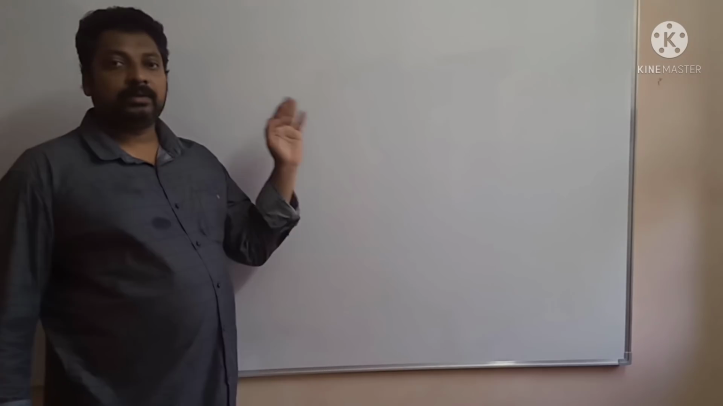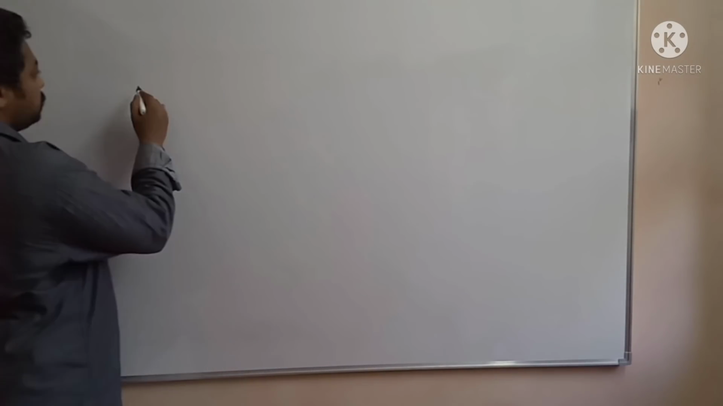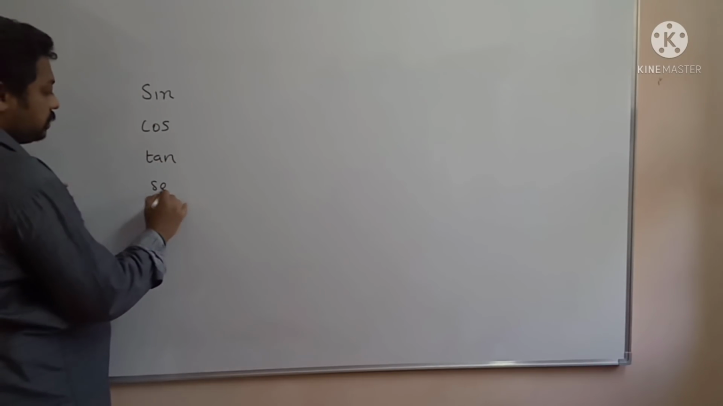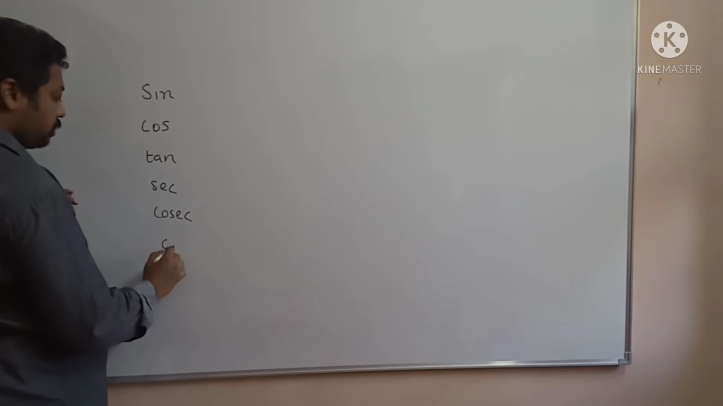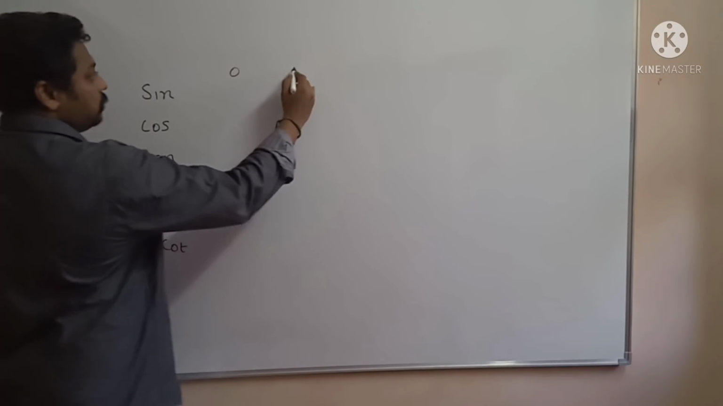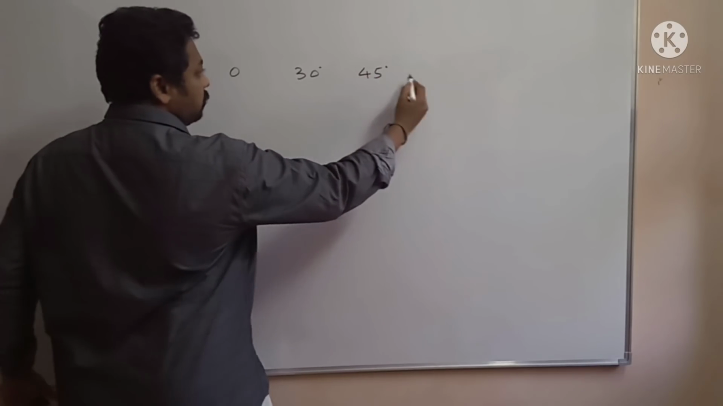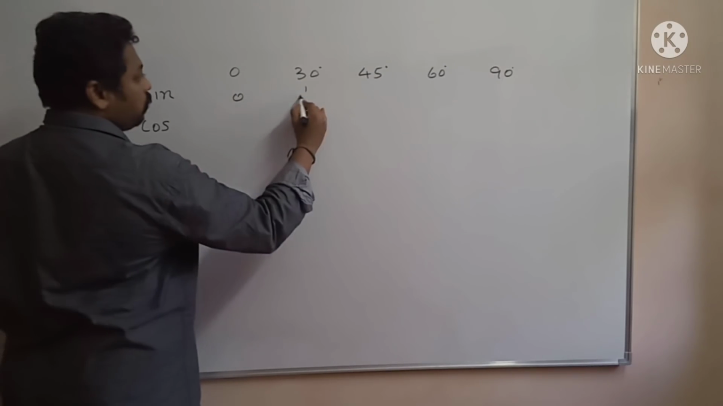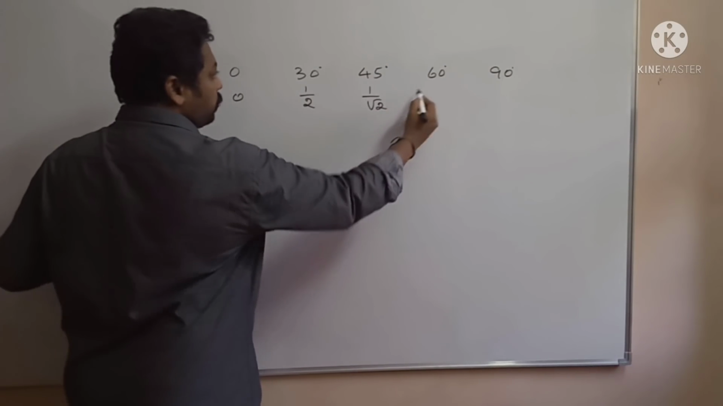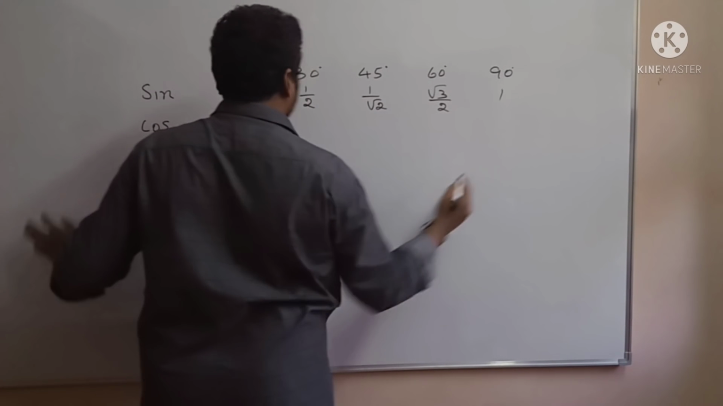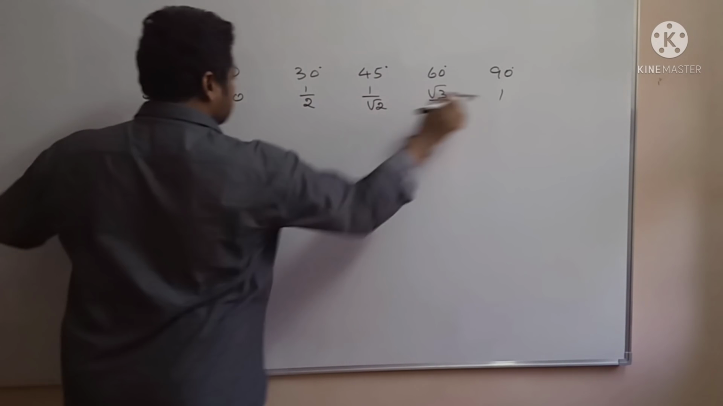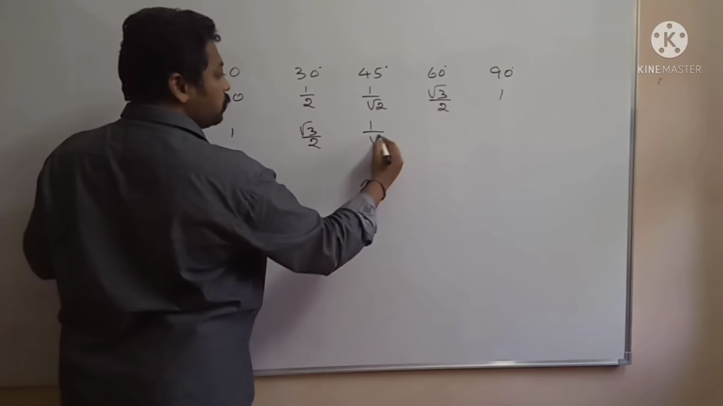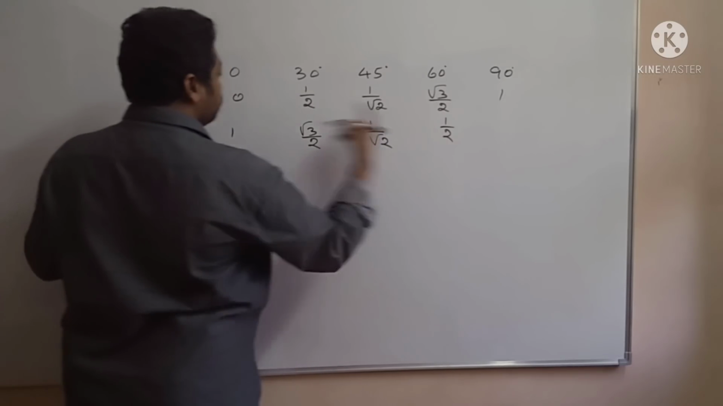Very easy, right? Now I write the trigonometric table: sin, cos, tan, secant, cosecant and cot. Here 0, 30, 45, 60 and 90. The sin values you know: 0, 1 by 2, 1 by root 2, root 3 by 2, and 1. For cos you have to reverse it: 1, then root 3 by 2, then 1 by root 2, then 1 by 2, then 0.